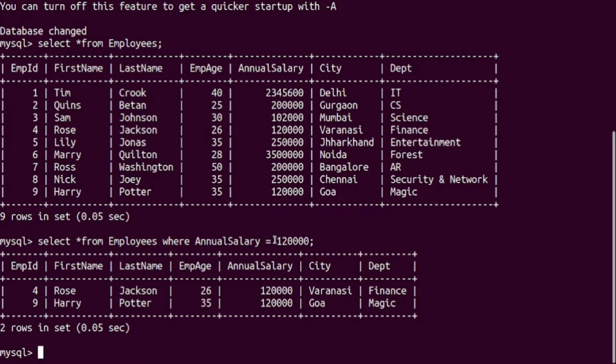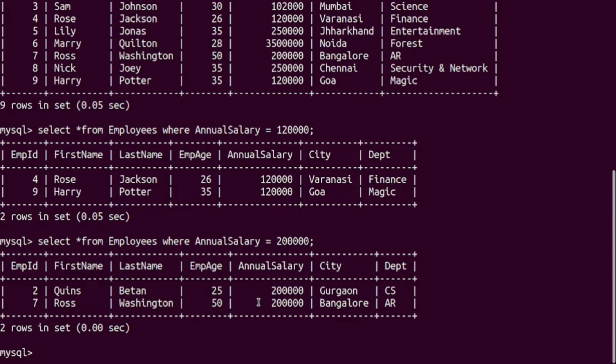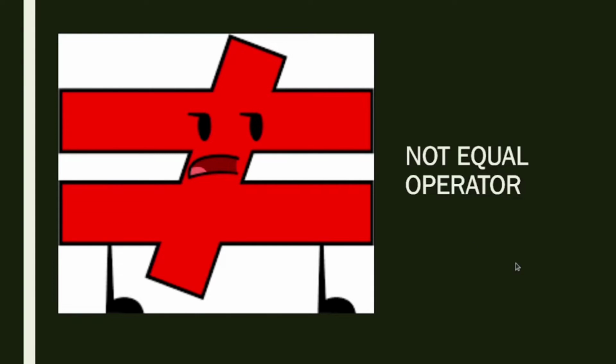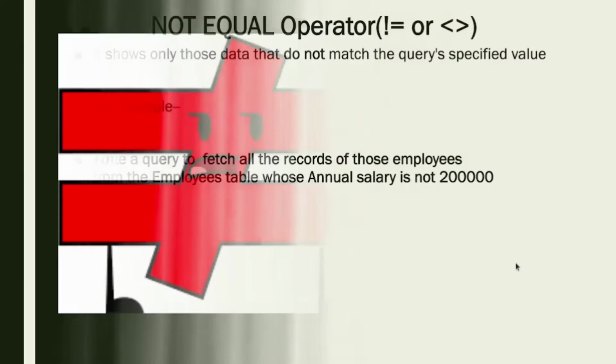Let's check it with another example. Let's suppose 2 lakh. SELECT * FROM employees WHERE annual salary is equal to 2 lakh. It will show all the data with annual salary 2 lakh. So this is the equal operator. If you have any query, you can ask me in the comment section below. Our next topic is the not equal operator.